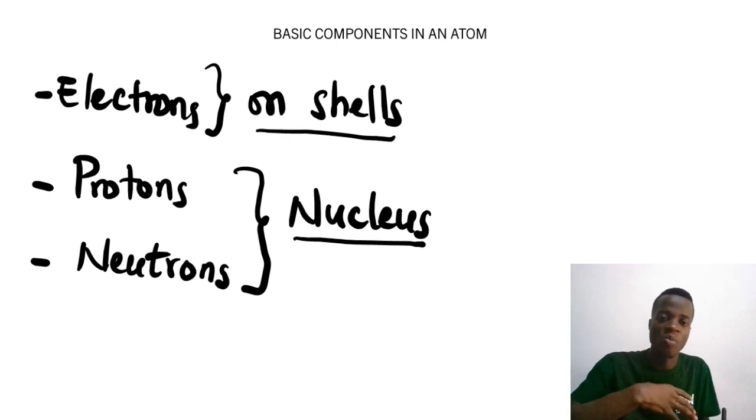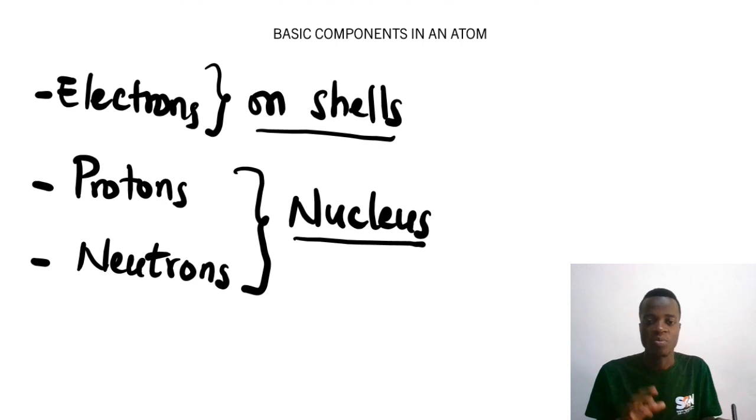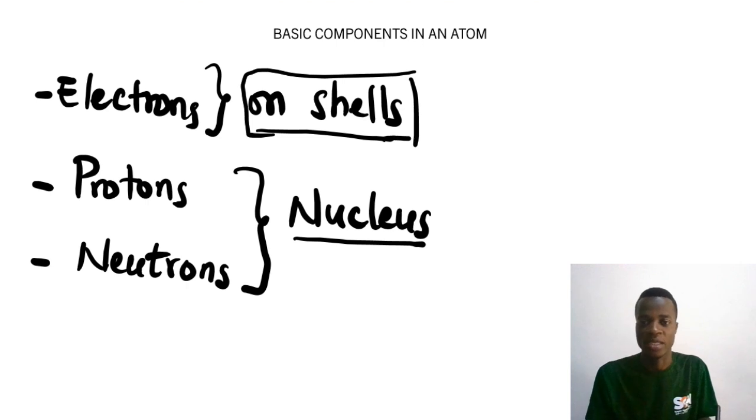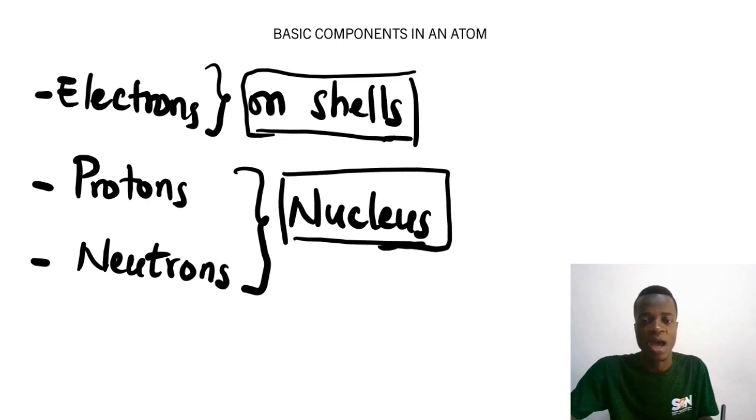They are not the basic components, but the basic components are electrons, protons, and neutrons. But then we are trying to show you where they are located inside the atom. So if you go to the atom, you find electrons on the shells. So these shells are not basic components. They are just the ones that are holding the electrons. And we have the nucleus. That's where the protons and neutrons are.